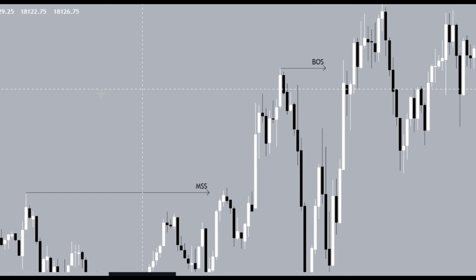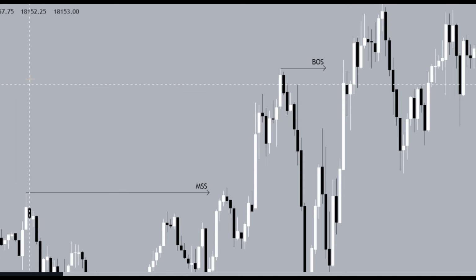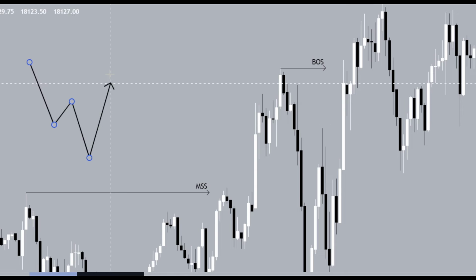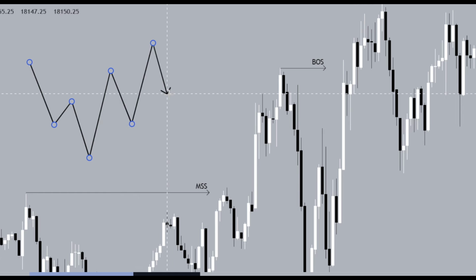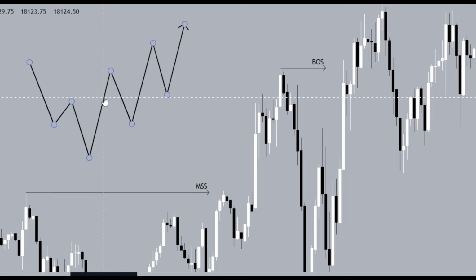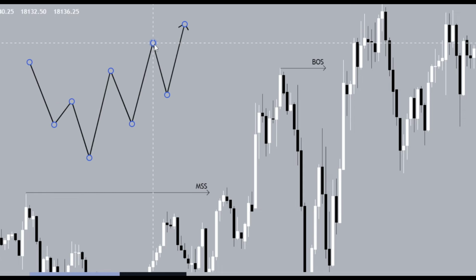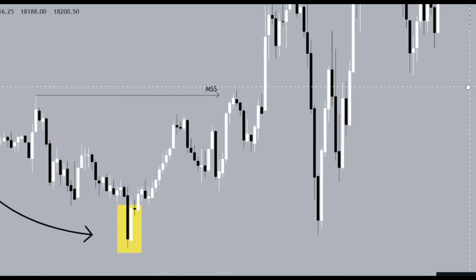So what is the difference, to quickly go over? Once we've had bearish structure, the first break is a shift. This is a shift of market structure. The second break is a break of structure. The third break is a break of structure. So we want to see the market shift structure and then break structure. Very, very important to get this order right.